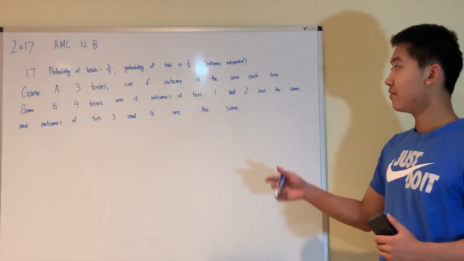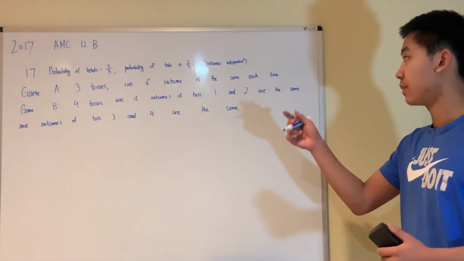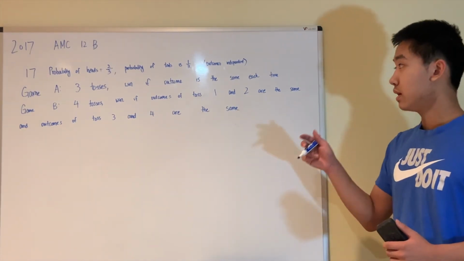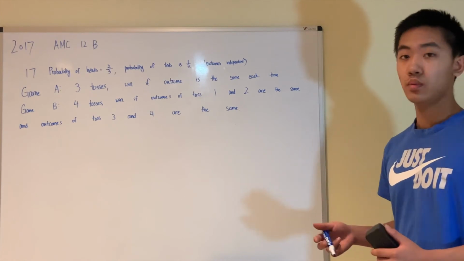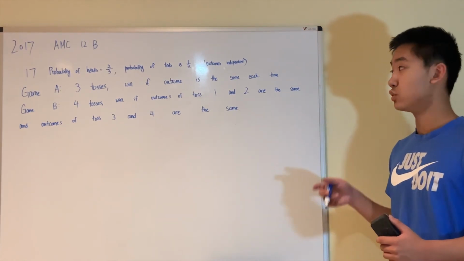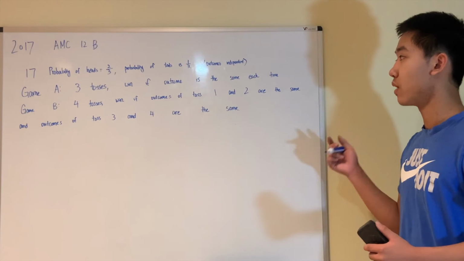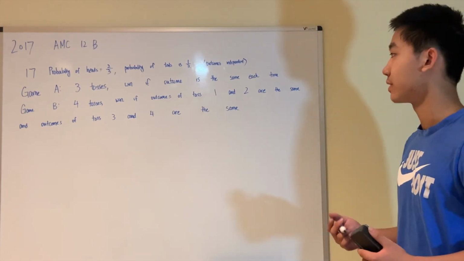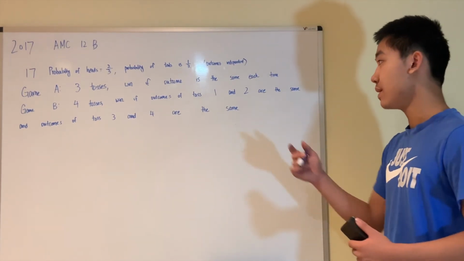So this is question number 17. It was really long, so I wrote a summary here. Basically, the question gives you a coin where the probability of heads is 2/3 and the probability that you flip tails is 1/3, and the outcomes are independent from each other. And there are two different games, game A and game B.